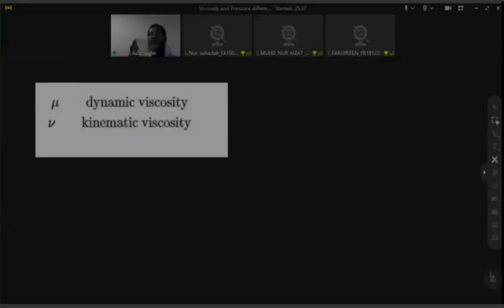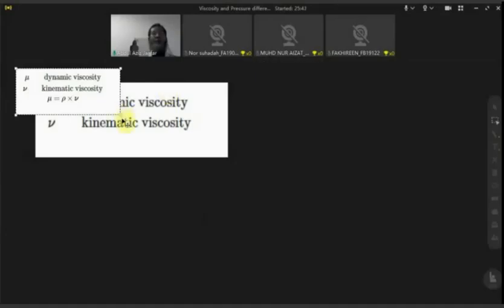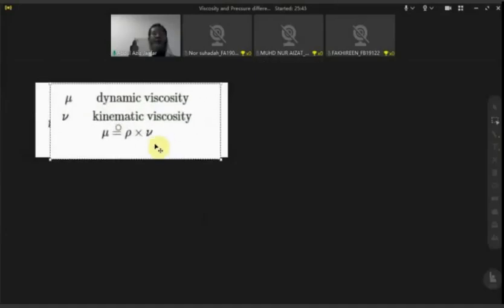Now we would like to look at the dynamic viscosity. Dynamic viscosity is a fluid property. The symbol that we're going to use in the class is the Greek symbol mu, and there's another type of viscosity. Actually, it is a derivation of dynamic viscosity. This one is the kinematic property.